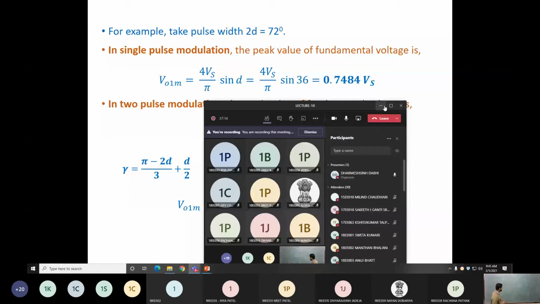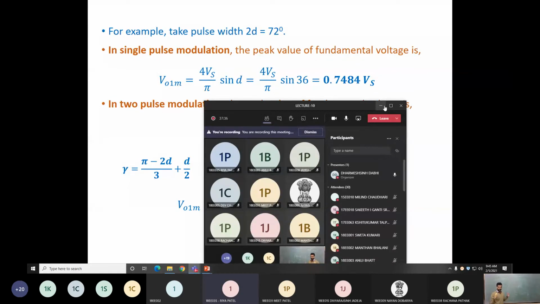Clear? So that's why removing the lower order harmonics is advantageous as compared to removing the higher order harmonics. Do you understand now this concept, why removing the lower order harmonics is advantageous as compared to the higher order harmonics in an inverter? All of you understand this?